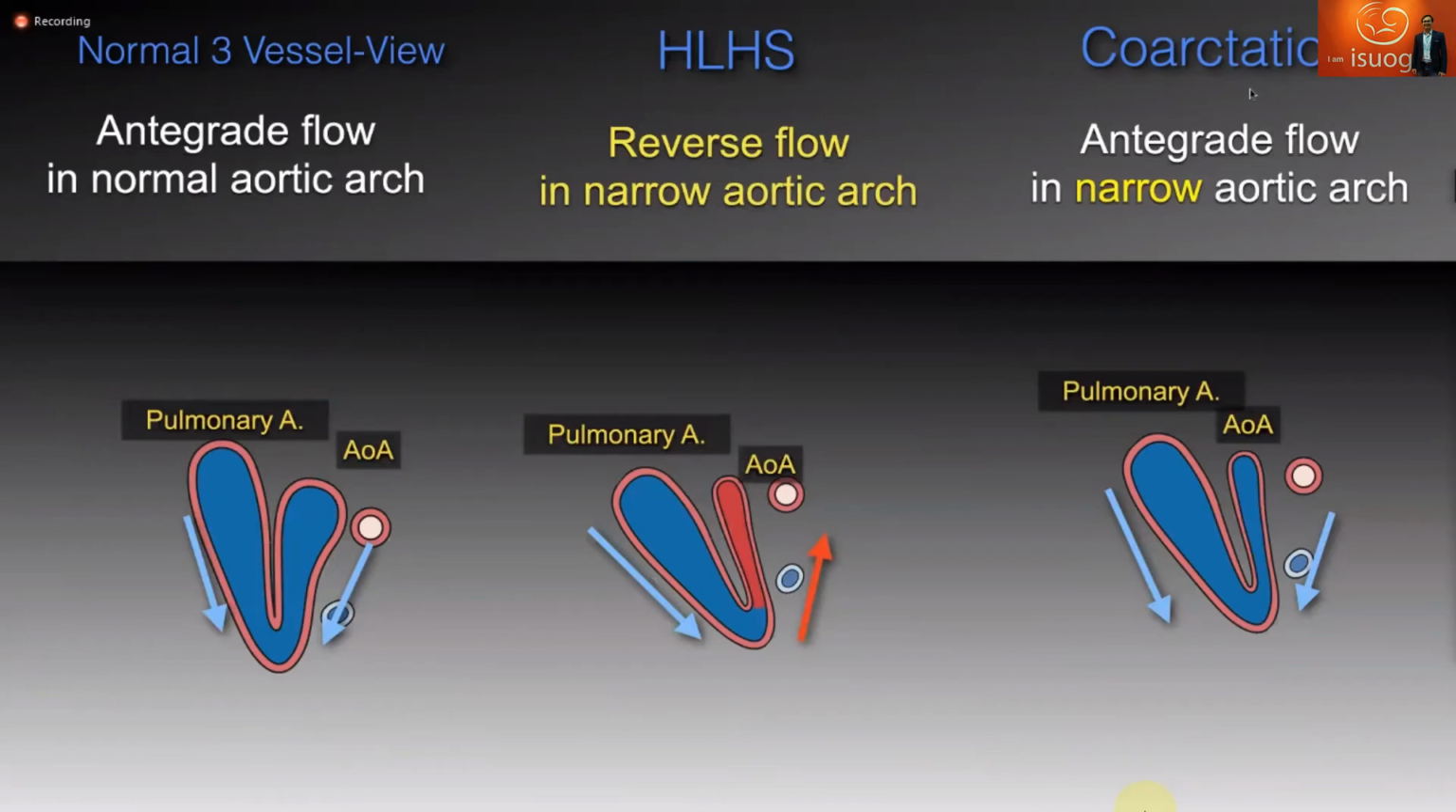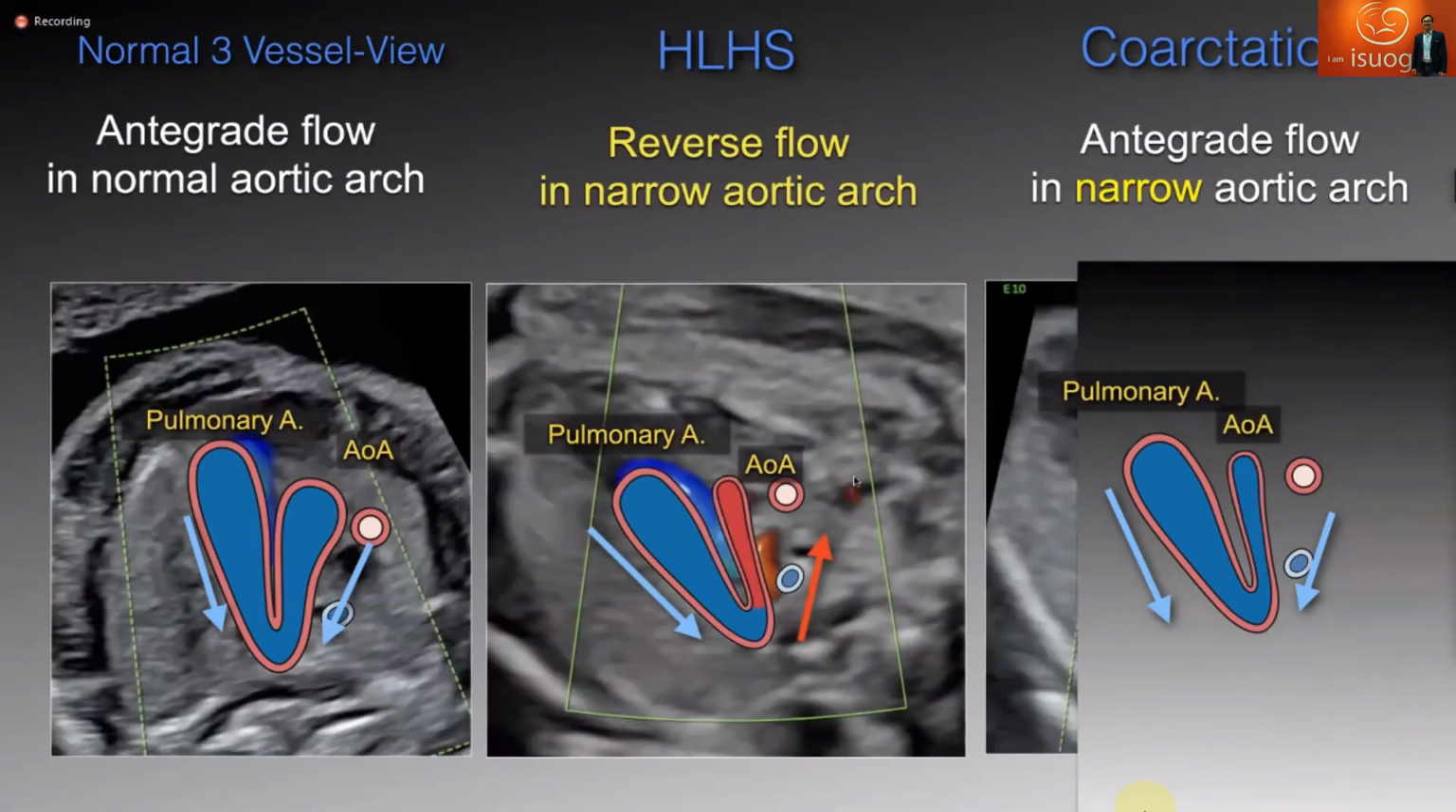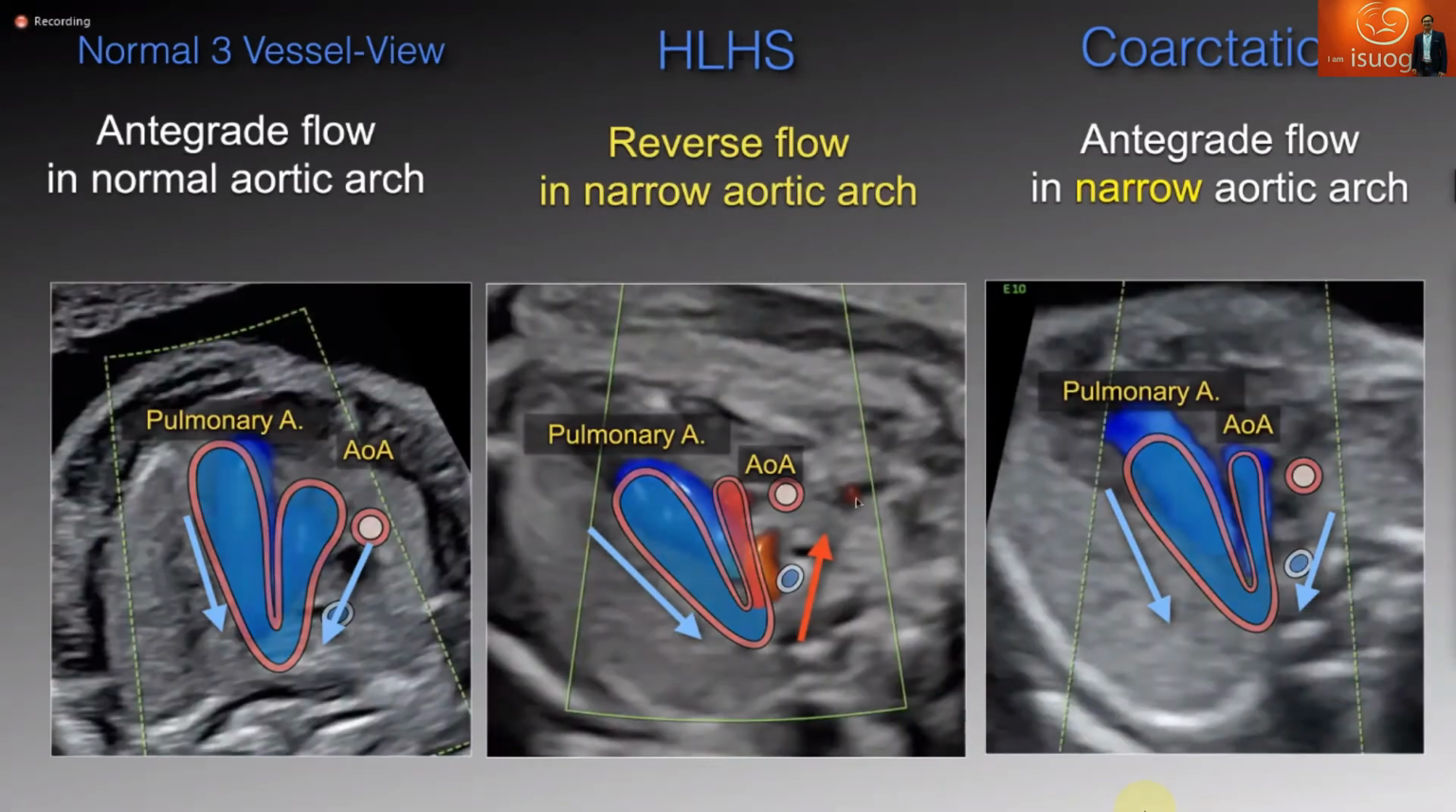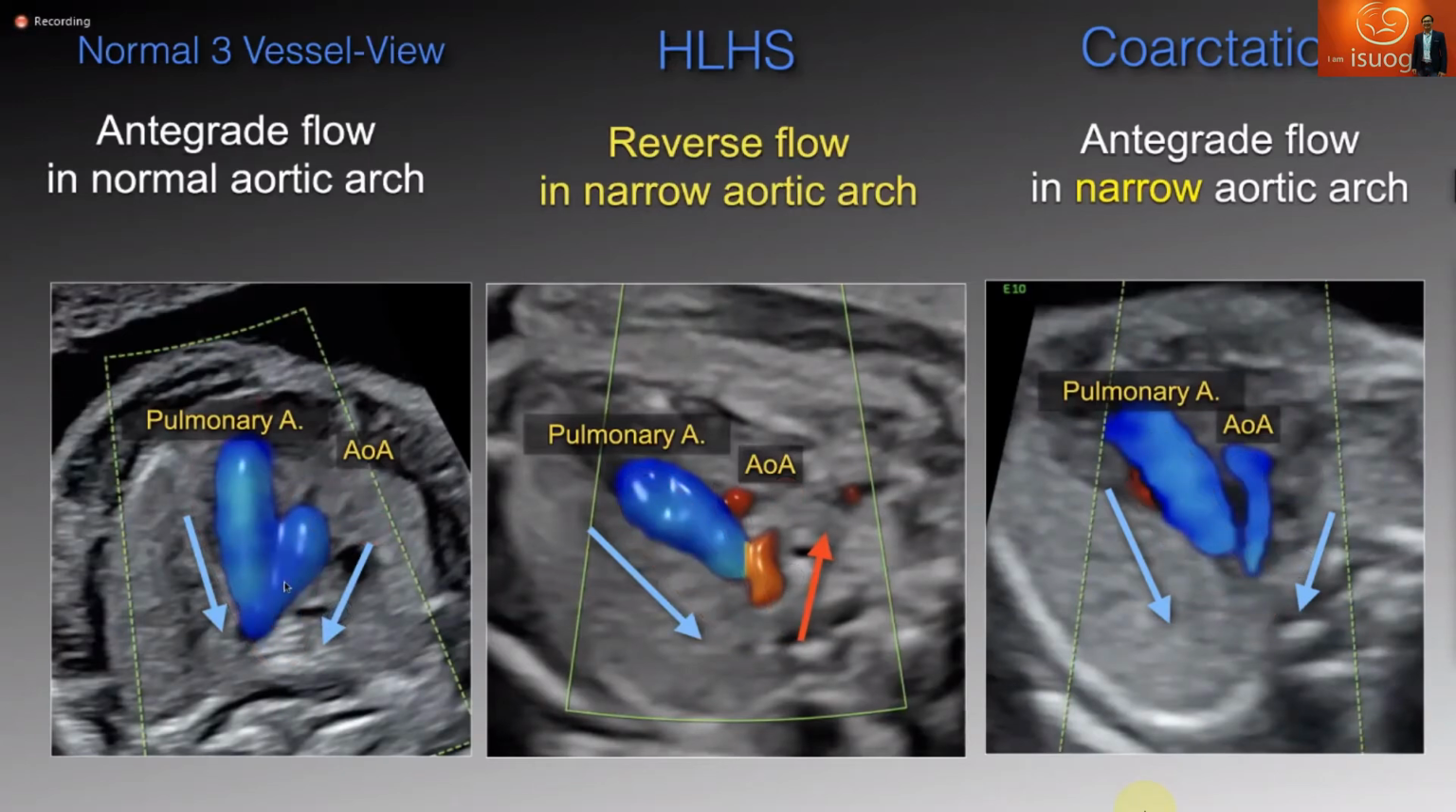However, in coarctation, because you have a left ventricle with the filling, you have a patent aortic valve and you have an antegrade flow, but the aortic arch is narrow because of the coarctation. This is what we should expect to see. And if I remove the schemes, you will see on the pictures the normal aortic arch, the reverse flow in the aortic arch in hypoplastic left heart syndrome, and the antegrade flow with the narrowing in comparison to the normal heart.